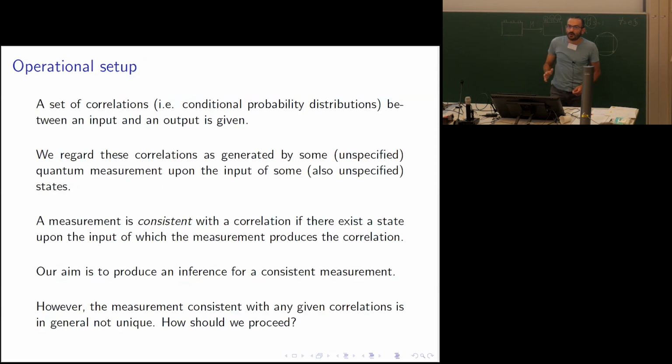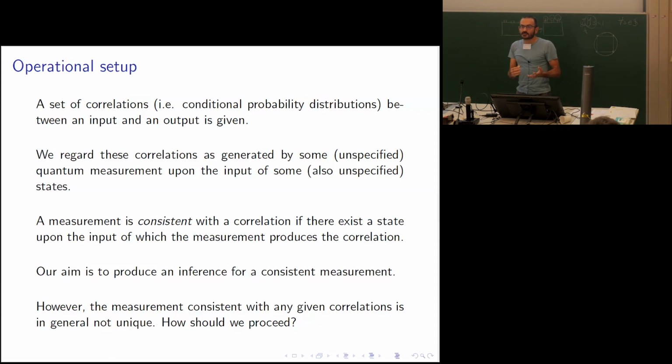So in our setup, we are given correlations in this form: conditional probability distributions of outcomes given buttons that have been pressed. Or equivalently, for each button, we have a probability distribution on the outcomes of this measurement. So we have a set of probability distributions, and we regard this setup as a prepare and measure setup. There are some states associated with these buttons, and there is a P of M associated with this, but we don't assume anything more than that.